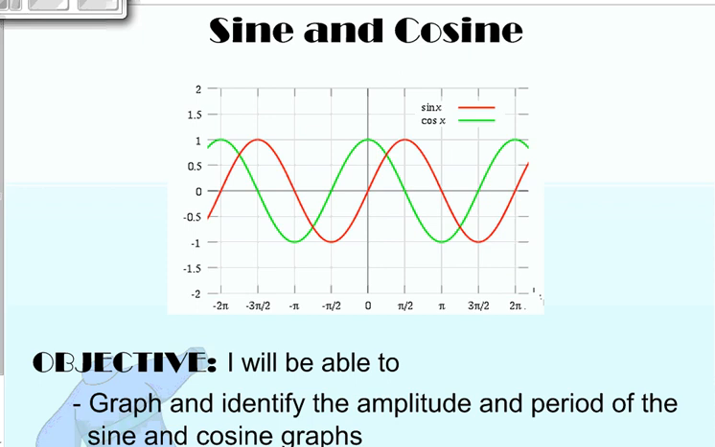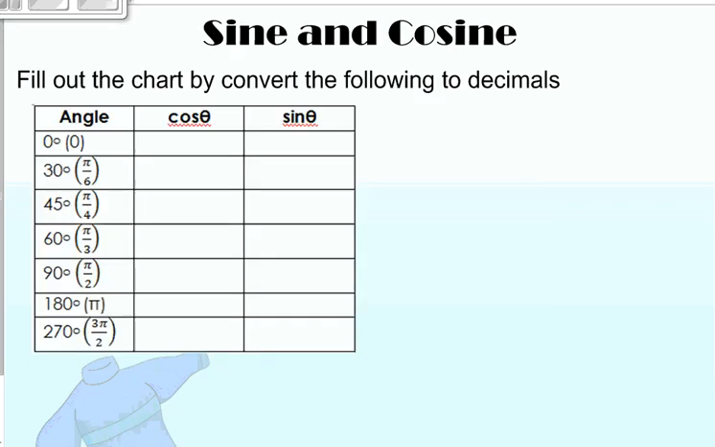Okay, so in this video, we're going to go over how to graph sine and cosine. We're going to focus on identifying the amplitude and the period of both of these. We'll talk a little bit more about the shifts later. So first of all, we think of graphs in numbers.